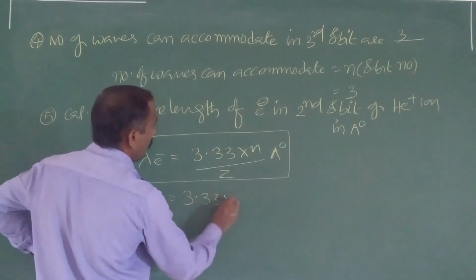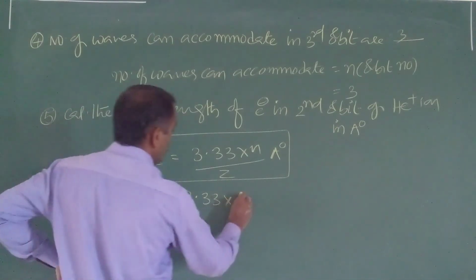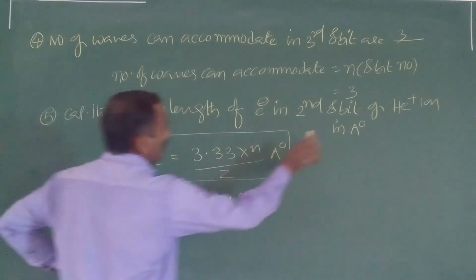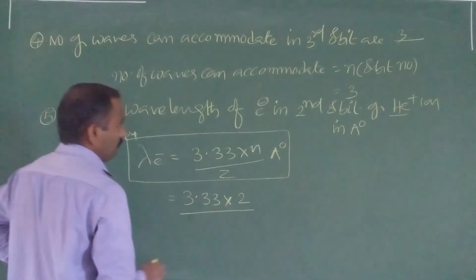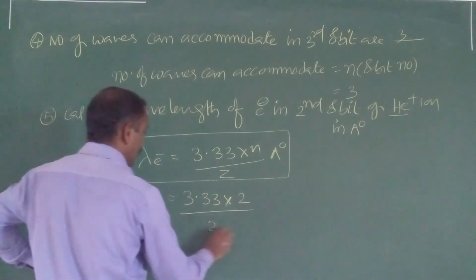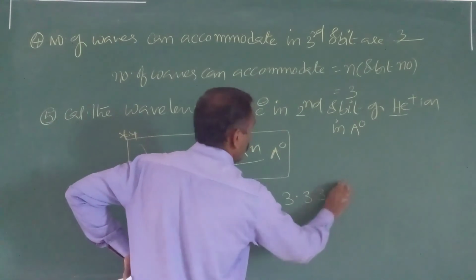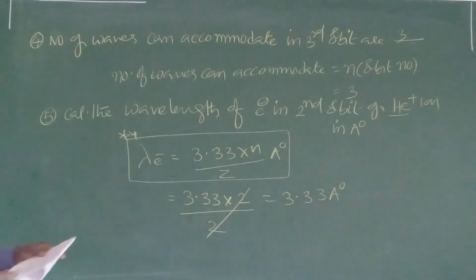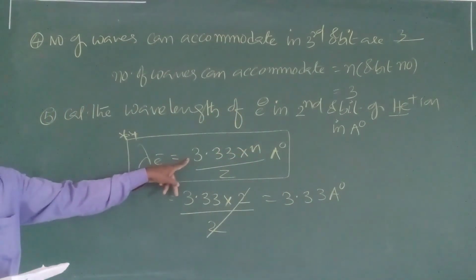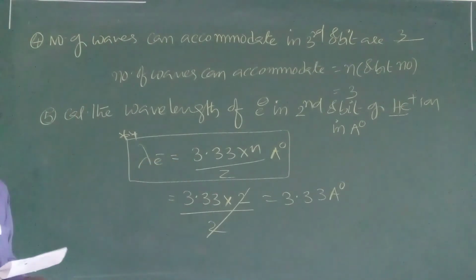3.33 into n, the orbit number, which is the second orbit, by Z. For helium plus, the atomic number is 2, therefore the 2 gets cancelled. The answer is 3.33 angstroms. So you should remember that formula, 3.33 into n by Z angstroms. So these are the numerical problems based on the de Broglie wave equation.